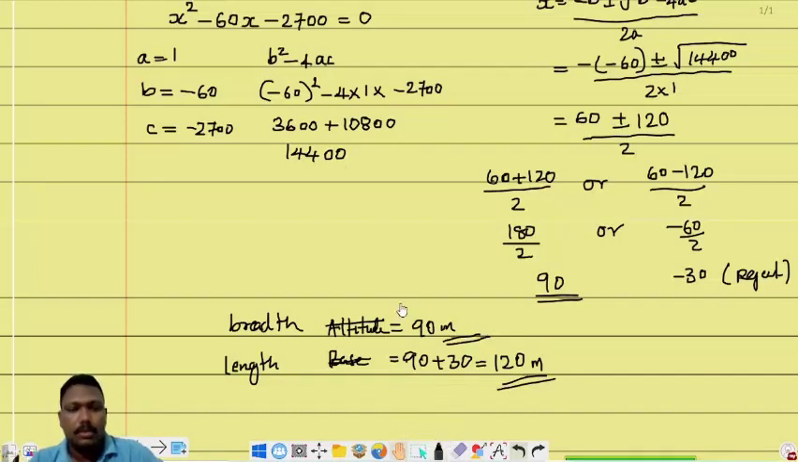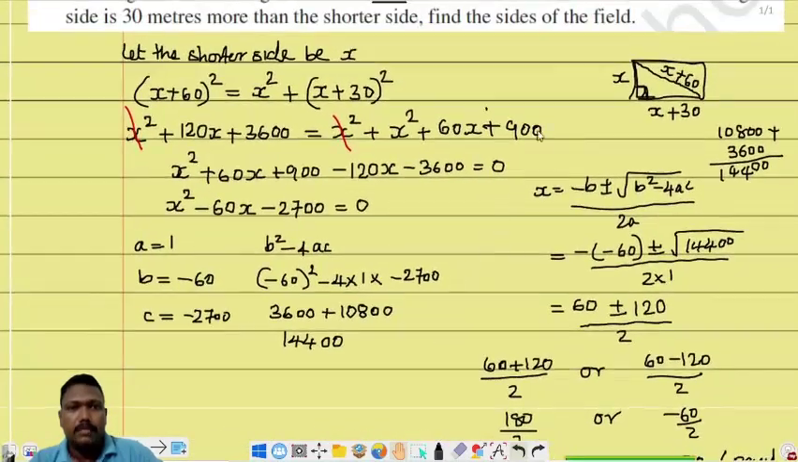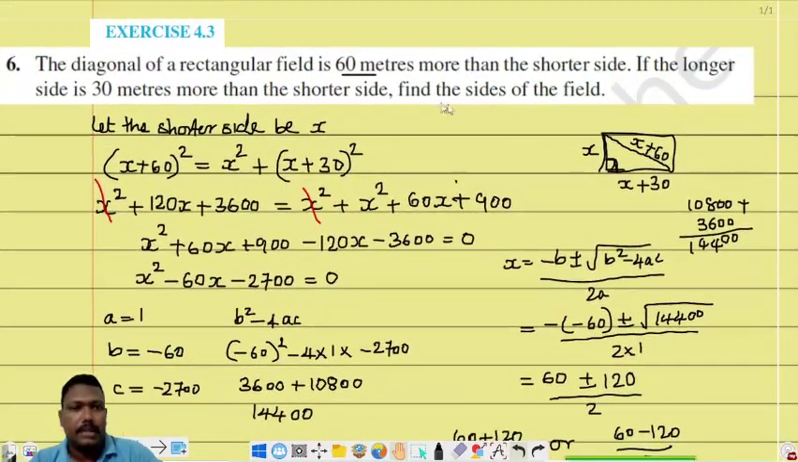Length is equal to 120, and breadth is equal to 90. Find the sides of the field. We have to find the sides of the field. So the sides of the field: this is x, we got 90, 90 plus 30, that is 120, and here this side will be 90.